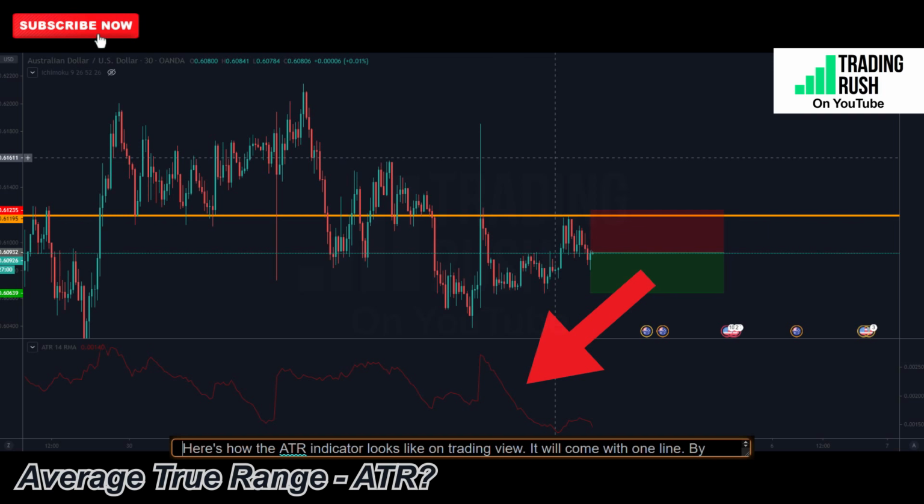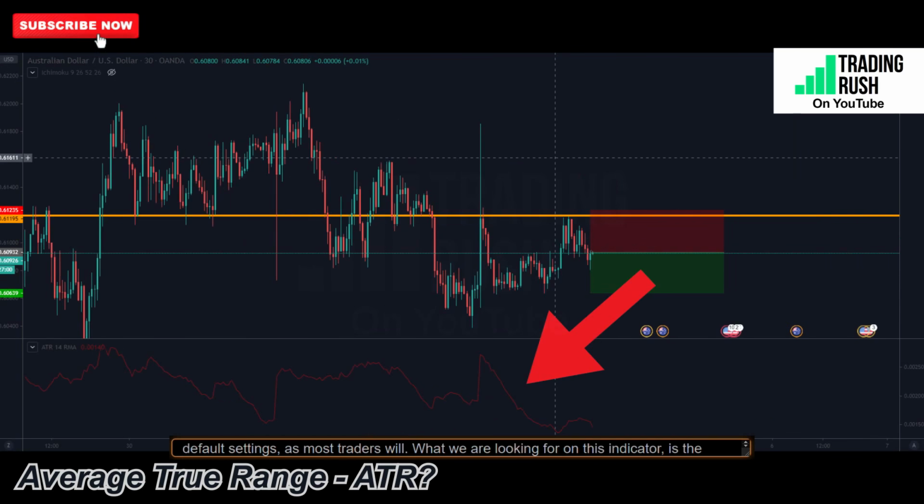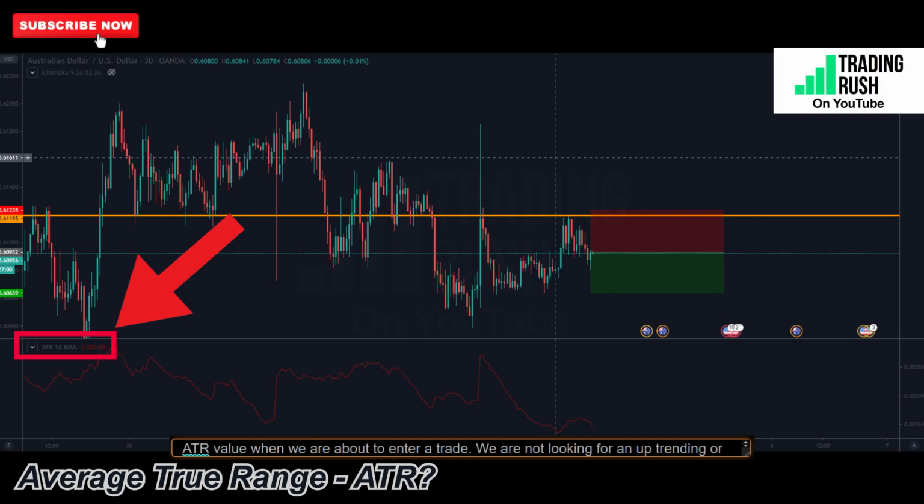It comes with one line. By default, this indicator comes with an ATR length value of 14. I recommend using the default settings, as most traders do. What we are looking for on this indicator is the ATR value when we are about to enter a trade. We are not looking for an uptrending or downtrending ATR line. We only want this value.